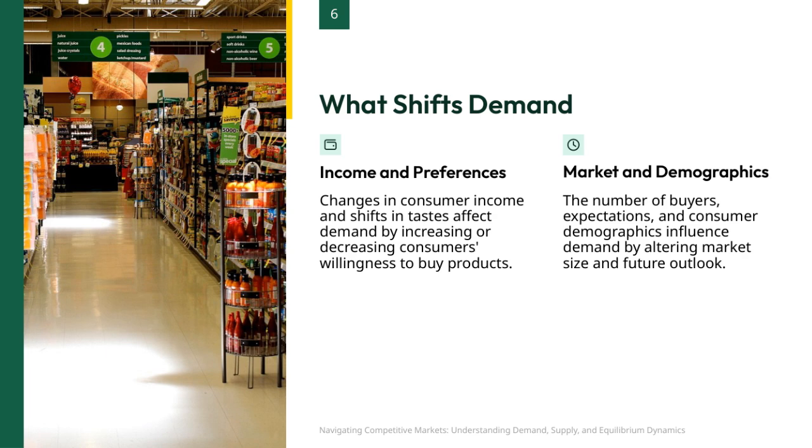You can see in the image how a typical grocery store aisle offers a variety of products tailored to diverse consumer preferences and income levels, illustrating how these factors drive demand in real life. The wallet icon represents income and preferences, while the clock icon highlights how demographic shifts over time affect market demand.